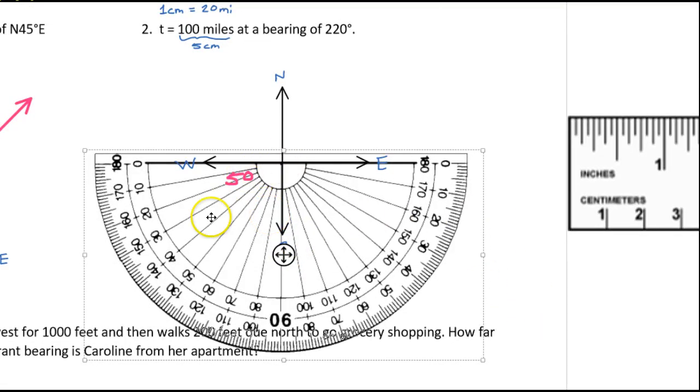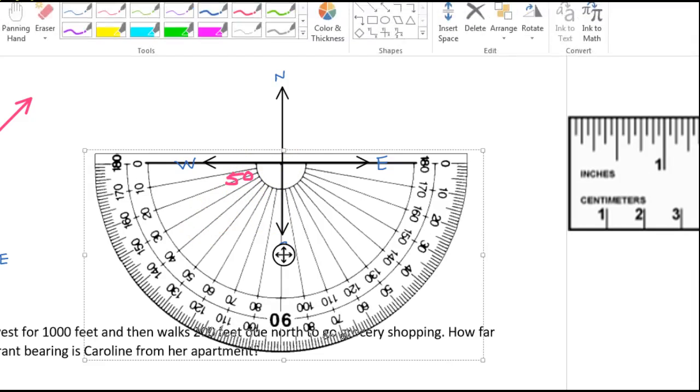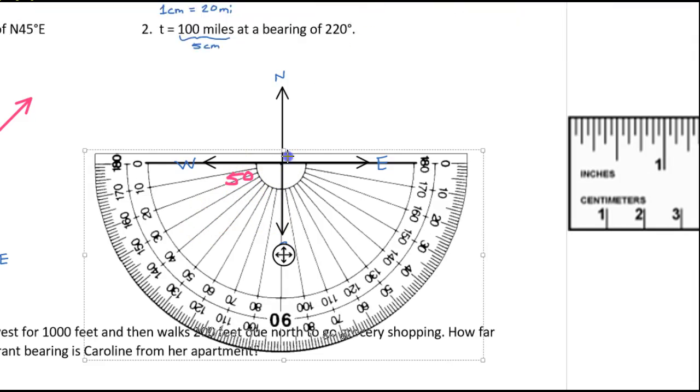I want a 50-degree reference angle. So I'm going to go ahead and draw my vector now. Using these numbers right here, here's my 50-degree reference angle, but I'm going to stretch this vector out to the edge of my protractor, because I have sized the protractor so that it has a radius of 5 centimeters. And there you go.